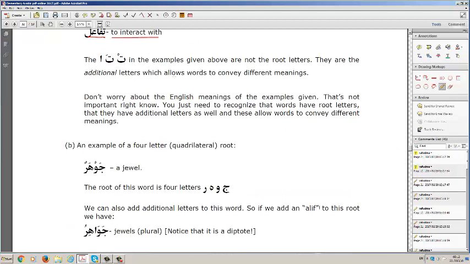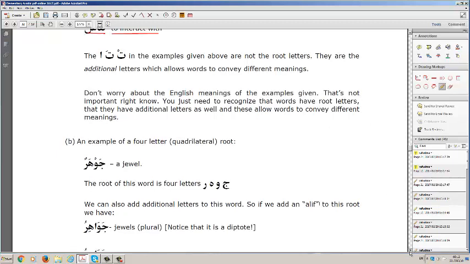And so the ta and the alif and so on are not the actual root letters, they're additions. And this allows the word to convey different meanings. And when you come to verbs, you'll learn a bit more about this. This is just to give you the general picture. Keep this at the back of your mind, okay?